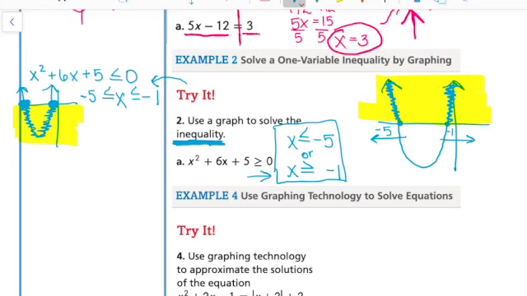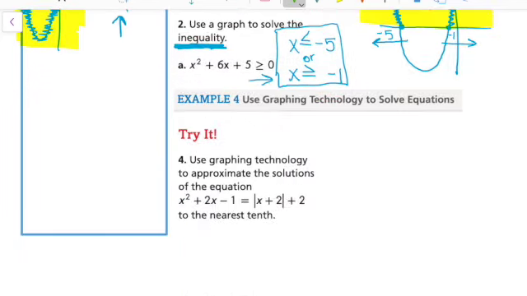So all of your answers will either look like this or this. This is a statement to say it's all the numbers in between. This is a statement to say it's all the numbers on both sides, so everything but what's in between. Both, depending on the way that your question is set up, could possibly be answers that you will be doing. So try your next problem and then move on to example 4.